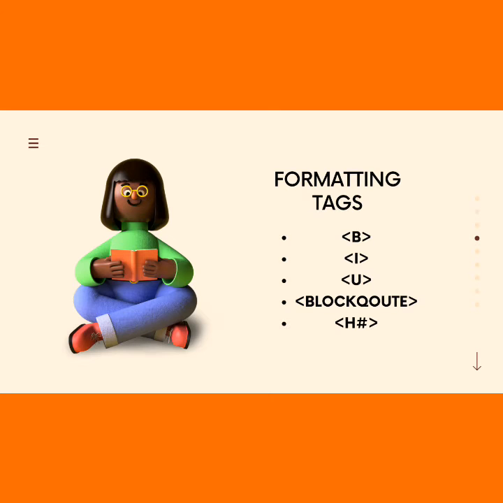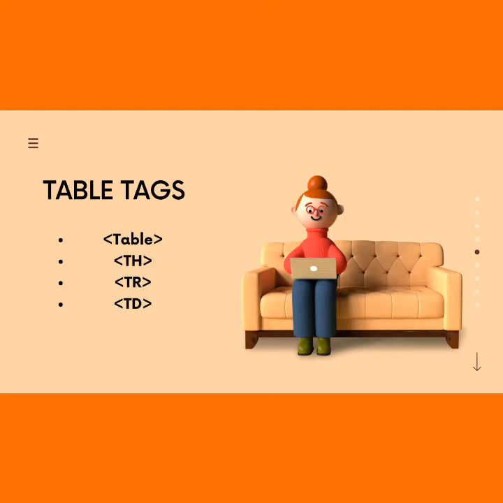Our next type of tags is table tags, which by their name are used to create tables. The following tags fall under this category. We have the table tag, used to declare a table. We have the table header tag, which is used to create a table header. We have the table row tag, used to create a row. And finally, we have the table data tag, used to specify data that is within a table.